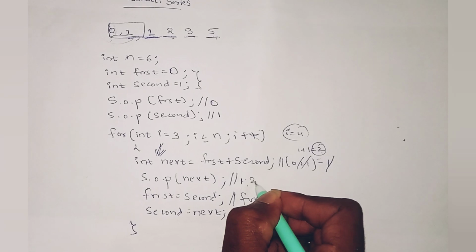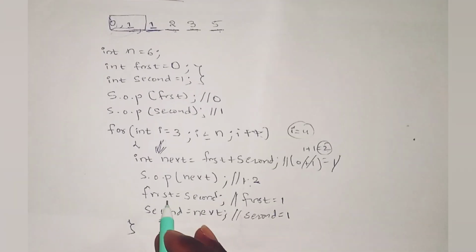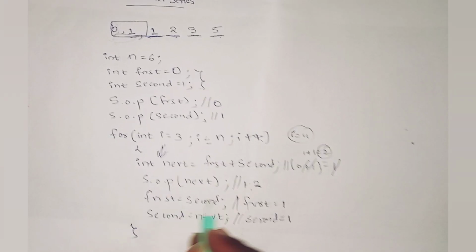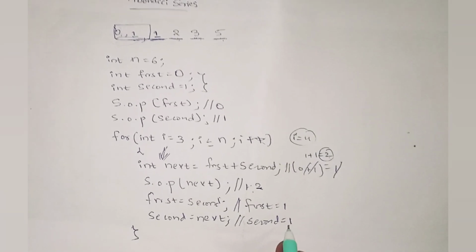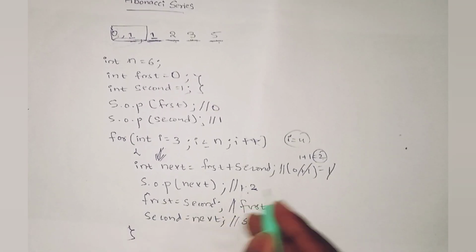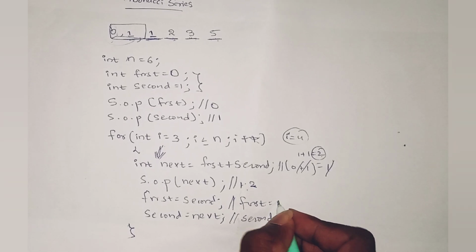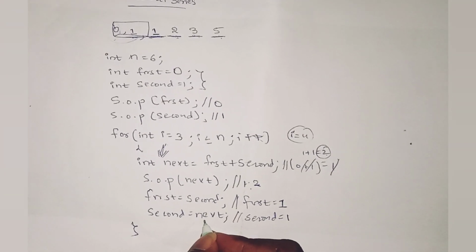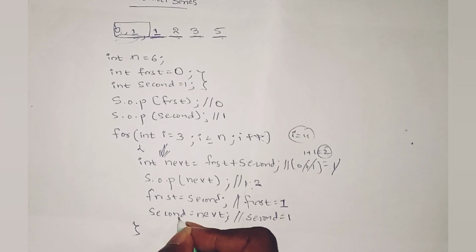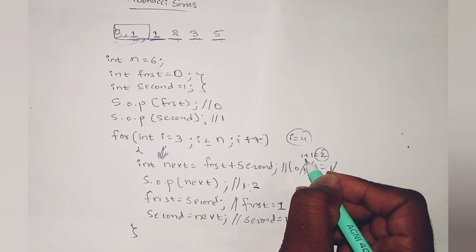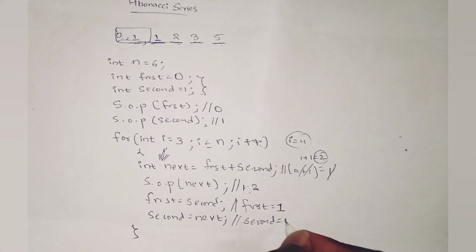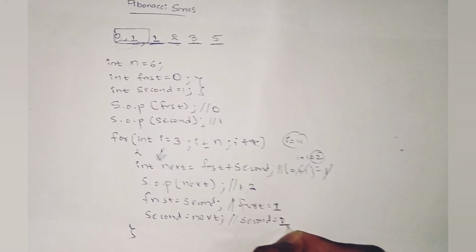2. Okay. And again first equals second. So the second value will get stored into first. Previously we have second value is 1. Now that gets stored into first, so first becomes 1. And what happens? Second equals next. So we have got the new updated next value, that is next equals 2. So here second becomes 2.